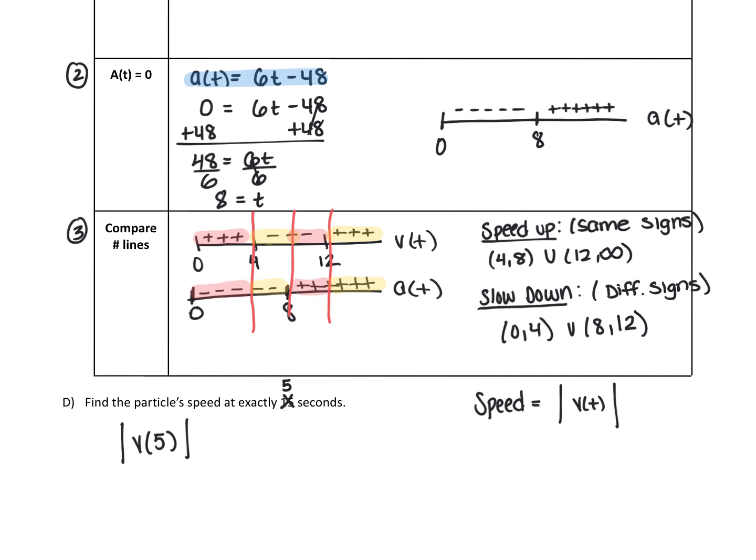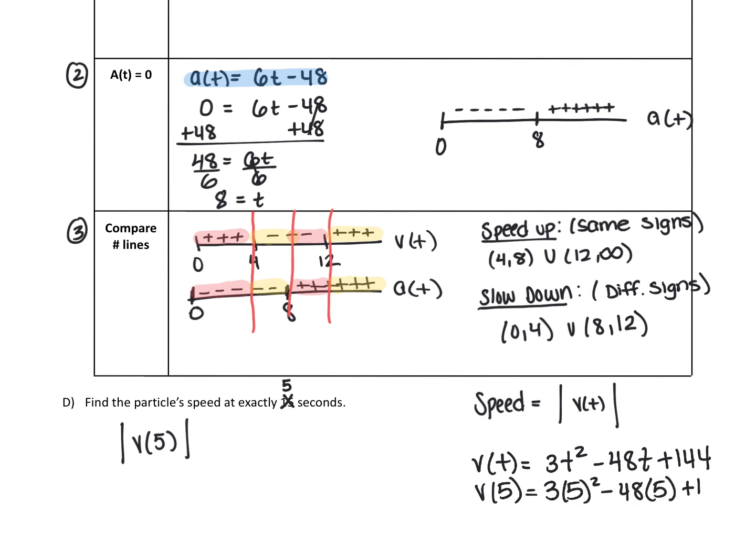So take a minute and find your v of t function and put that into your y equals and calculate v of 5. If you need to do it by hand, you can just do it on the side here. V of t is 3t squared minus 48t plus 144. And you're just going to plug in 5. You can use the calculator for the y equals, like I said, or you can just simply plug in like I'm doing here by hand. Either way, take a minute, try it, and then hit resume when you're ready for the answer.